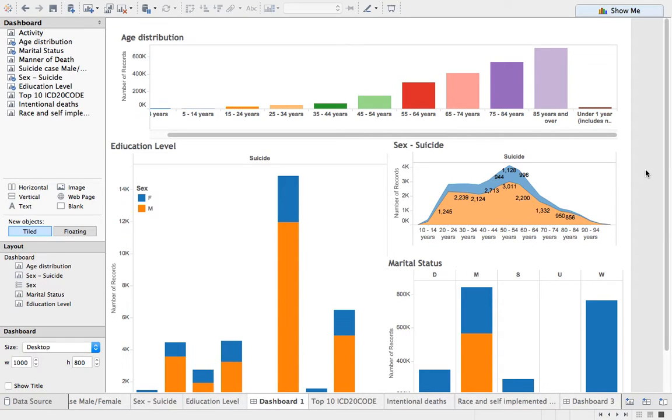This is the first dashboard, which has 4 charts. Now let's go through each one of them. This is the age distribution in the death records. We can see that 85 years and above has the maximum number of death records, which is quite normal for a country with quite an average life longevity. The death records gradually decrease as the age decreases, so it's a single modal chart distribution.